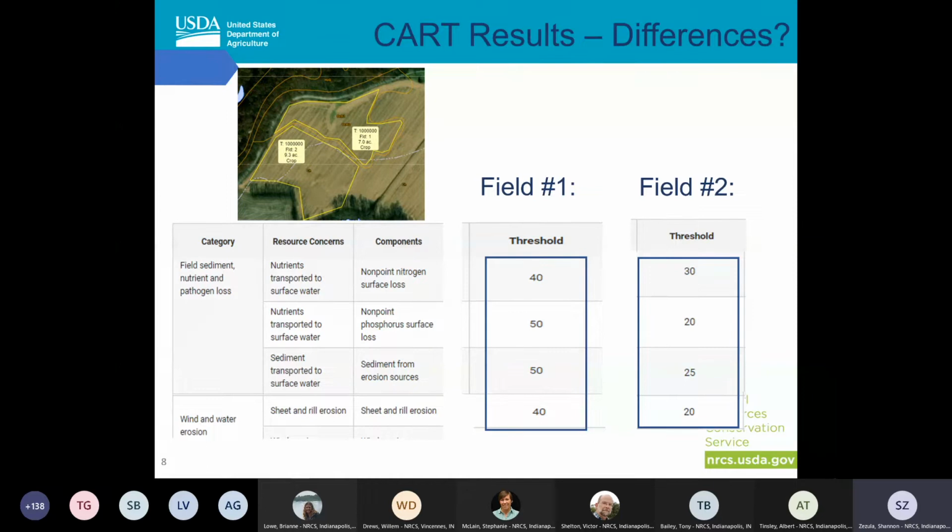CART now does that for you. It knows where these fields are. It figures out the predominant soil, and it makes those calculations for you. Okay, that's why you may see different thresholds for different fields, and why one field might meet planning criteria and CSP eligibility, and another may not. Okay, so we'll go into a little more detail on that here.